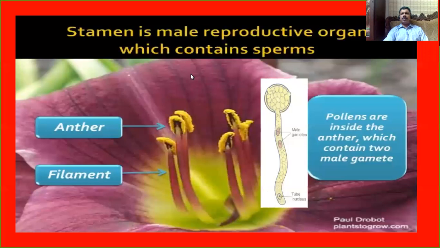As you know, the stamen is the male reproductive organ which contains the sperms, meaning male gametes. When you consider a typical stamen, it has two regions, the anther and the filament. Do you know that inside the anther the pollen grains are present? This is the structure of a single pollen grain. This pollen grain contains two male gametes. Is it clear?